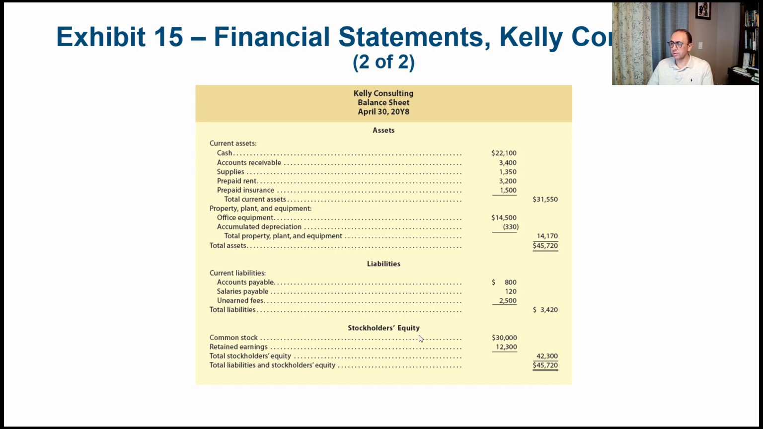Then we have a list of liabilities, and then a list of stockholders' equity, including common stock and retained earnings. Then we add the liabilities and the stockholders' equity total to get the total here, which should match the total assets.